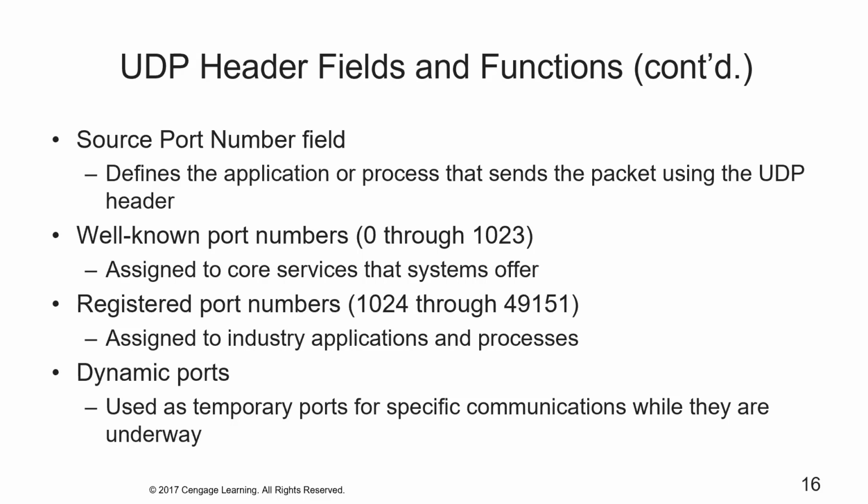When we talk about, again, the source port number field, this defines the application or process that sends the packet using UDP. And your well-known port numbers, again, same as TCP, 0 through 1023. These are core services that systems offer. And the registered port numbers, 1024 through 49151. These are assigned to various industry applications and processes. And dynamic ports are used as temporary ports for specific communications while they're underway. So just like we talked about in the first couple chapters, ports behave the same way in UDP.